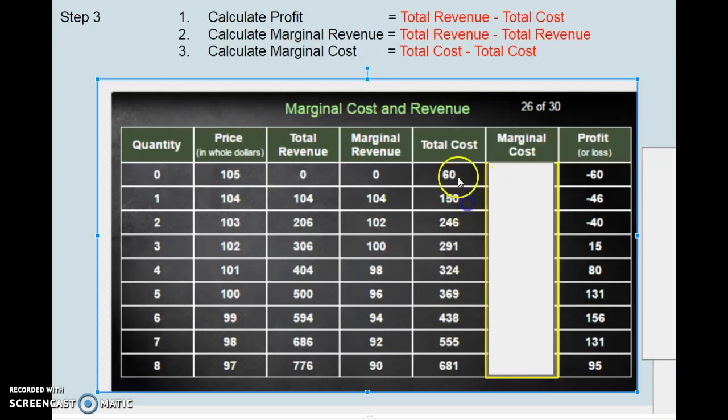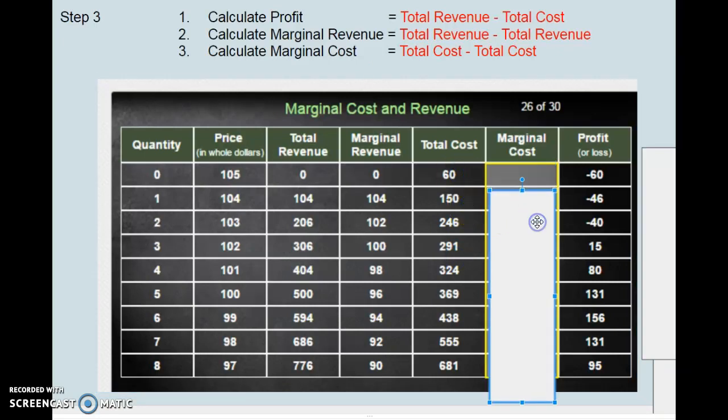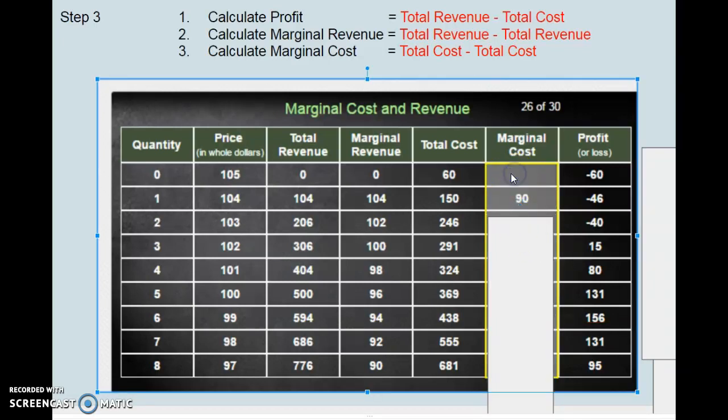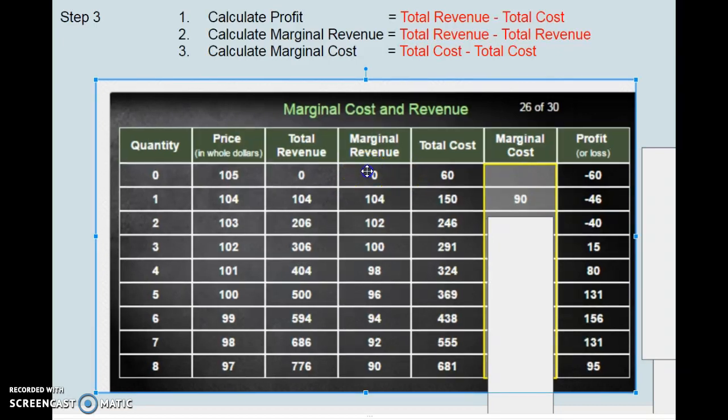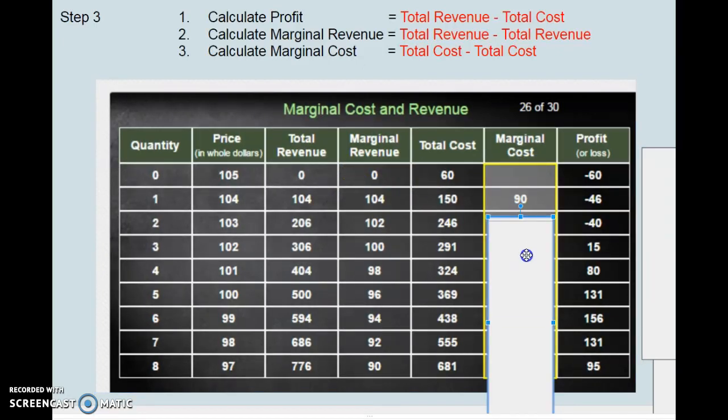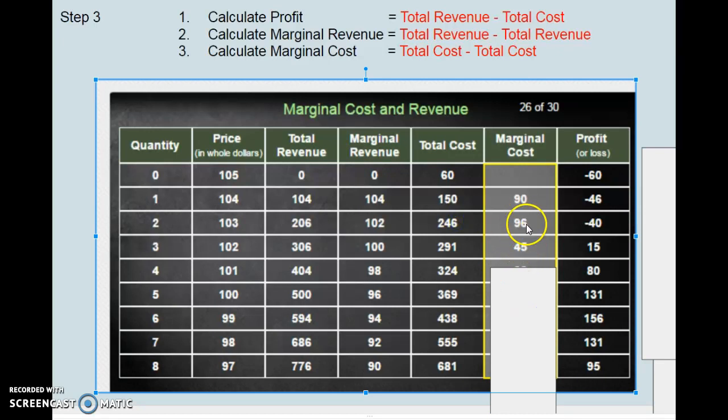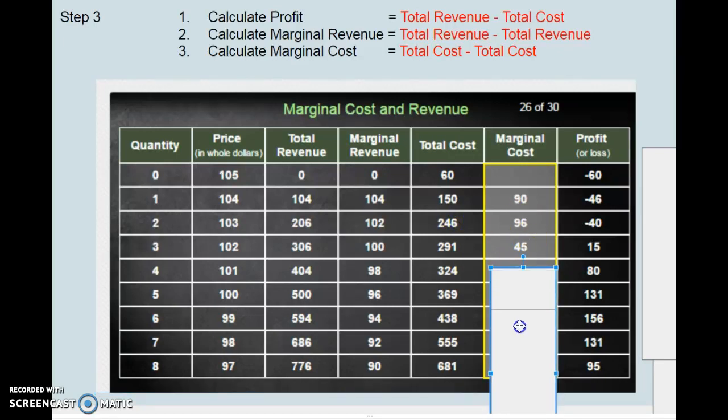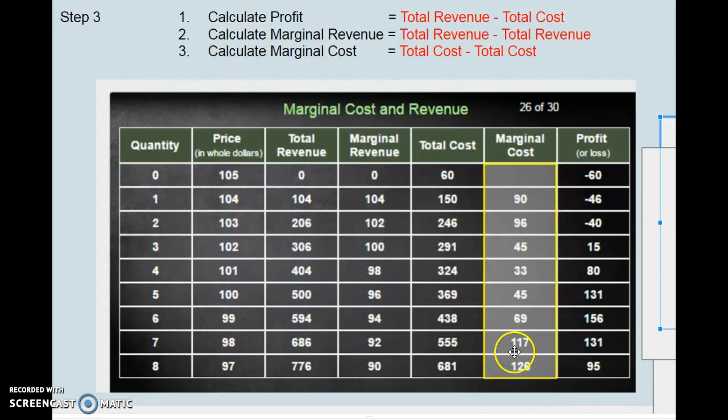That's how much money it costs to actually run your business. And I'm going to do the subtraction, 150 minus 60. So I'm getting $90. Notice I can't fill in anything here. You could put 0 if you wanted to, like I did in the other one. And then 246 minus 150 is 96. 291 minus 246, I'm just going to recommend again you watch the tutorial. They show you how to do the math here. Simple subtraction, but you do need to understand the concept of y.